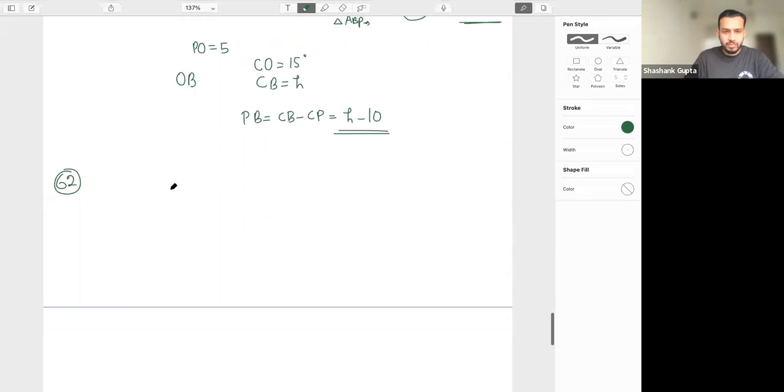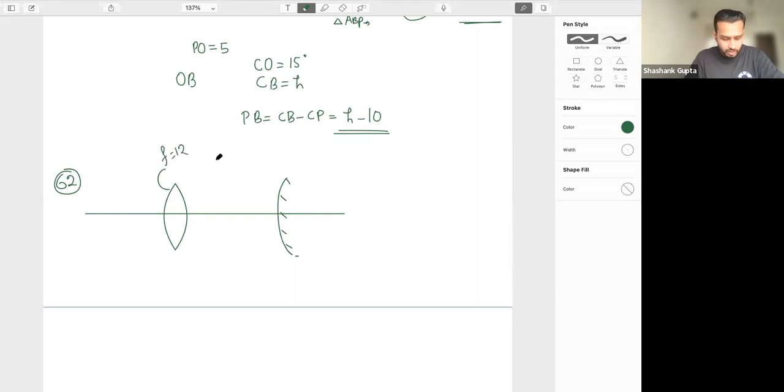Okay, I'm drawing the diagram. A converging lens. So this is the converging lens and a diverging mirror. Sorry. And a diverging mirror is placed like this, such that F of this is given as 12, and the diverging mirror of focal length is given as 7.5, and this is given as 5 centimeter. What they are saying is, where should the object be placed?